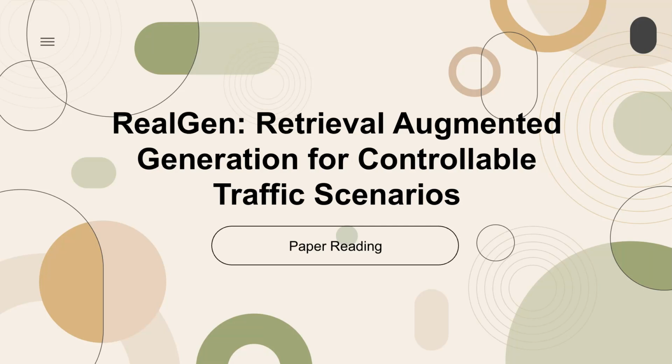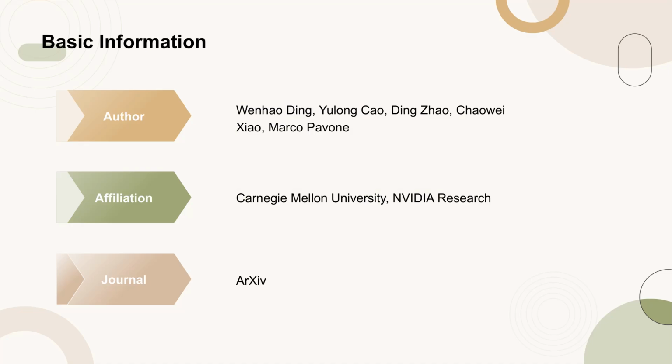Today's paper is titled RealGen: Retrieval Augmented Generation for Controllable Traffic Scenarios. This paper was published on arXiv by Wenhao Ding and colleagues from Carnegie Mellon University and NVIDIA Research.